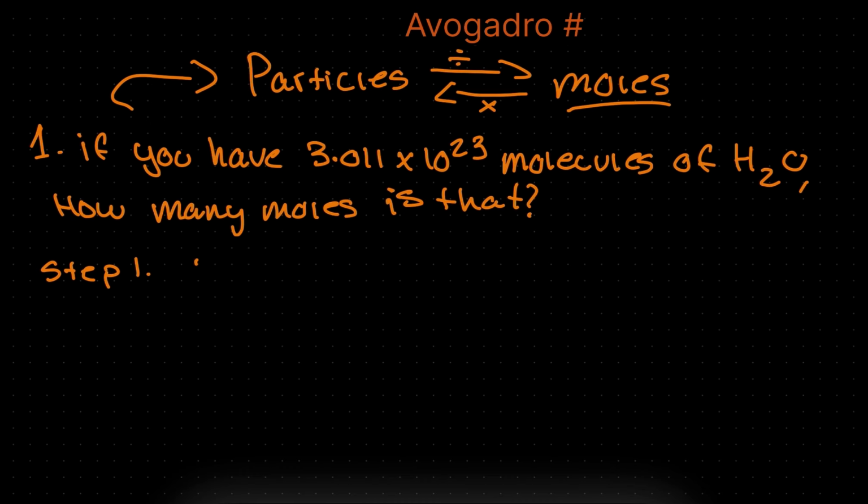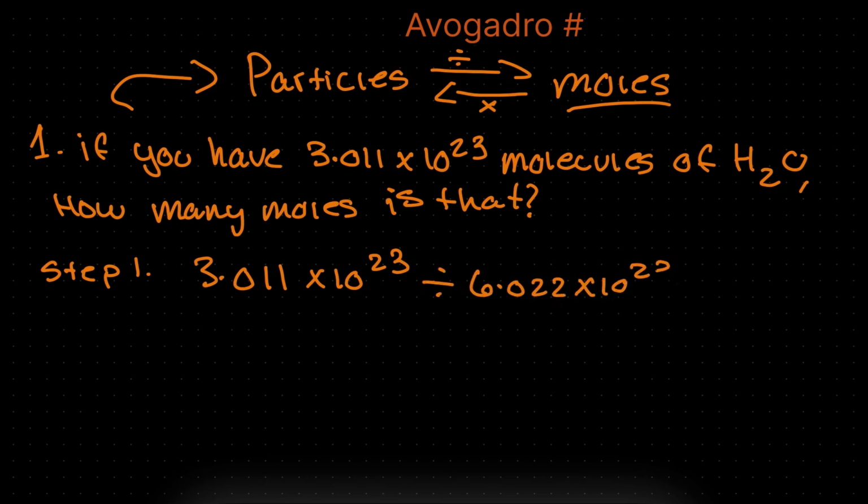So we have 3.011 times 10 to the 23rd, and we divide it by 6.022 times 10 to the 23rd. And hopefully, if you put that in your calculator, you get 0.5 moles. So, from that problem, using the 0.5 moles from the last example, let's calculate the mass of H2O. So, let's get the mass of H2O.